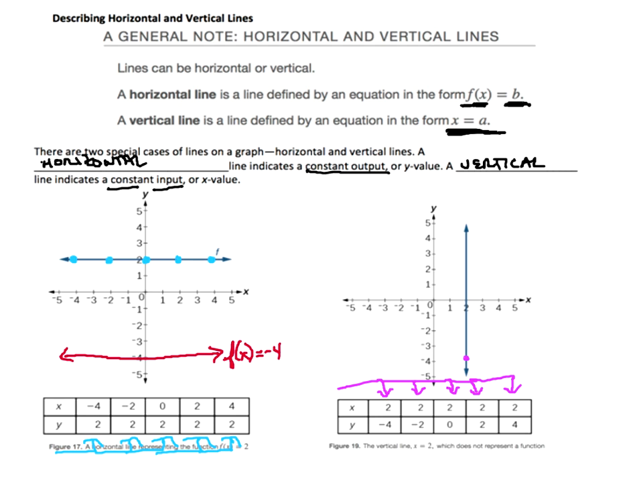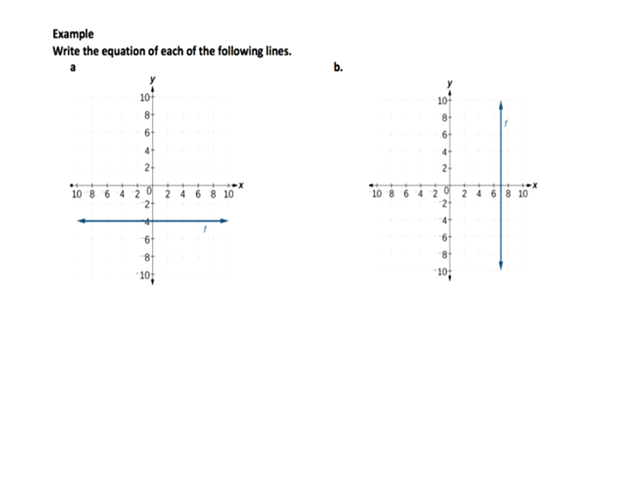So these are the points: -2, -4, -2, -2. I'm sorry, 2, -2, 2, 4, 2, -4, 2, 0, 2, 2, 2, 4. And it creates a vertical line when you have a constant input. So let me just give you another example to look at. Let's say I have a vertical line here going through -1 on the x-axis. The equation of that line is x equals -1. It's my input that is constant.